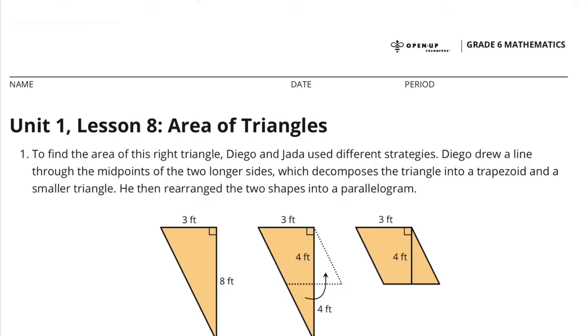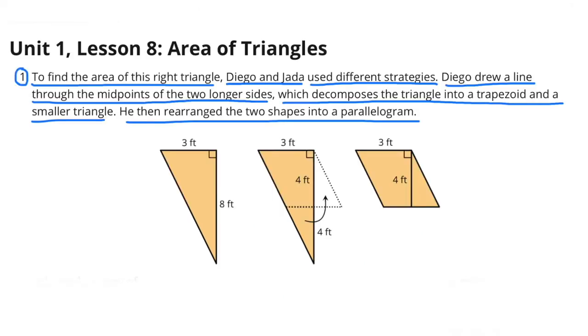Unit 1, Lesson 8, Area of Triangles. Number 1. To find the area of this right triangle, Diego and Jada used different strategies. Diego drew a line through the midpoints of the 2 longer sides, which decomposes the triangle into a trapezoid and a smaller triangle. He then rearranged the 2 shapes into a parallelogram.